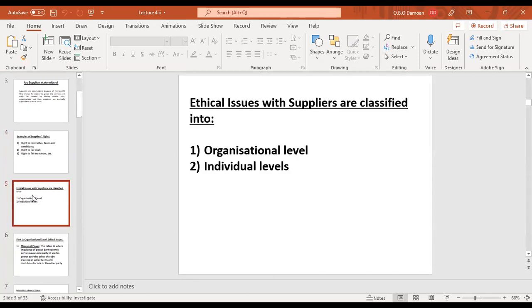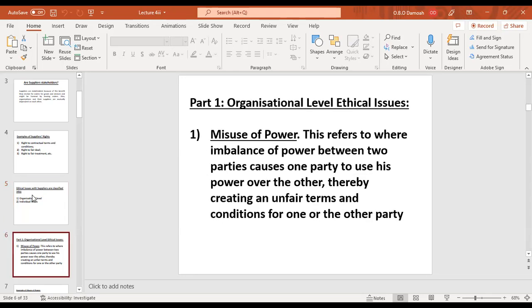Right? Now, in this lecture, if I talk about the buyer and the seller and the ethical issues, we are looking at that from two angles. One, organizational level issues. Two, individual level issues. Okay. Now, I'm going to take them one by one, and I'd like you to pay attention. One. You say, Mr. Lecturer, how will an organizational level ethical issue be like?